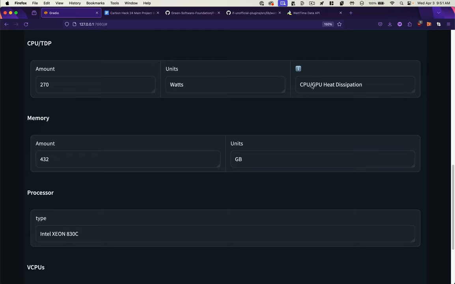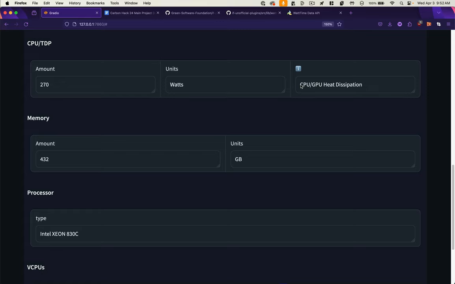The units are watts. What is CPU TDP? It is the heat dissipation of our CPU and GPU and other components. And as I'm looking at this, I realize TDP might also not be super obvious. So a definition for that might be useful within this interface. TDP stands for thermal design power, which is the maximum amount of heat the CPU or GPU can generate under a specific workload.